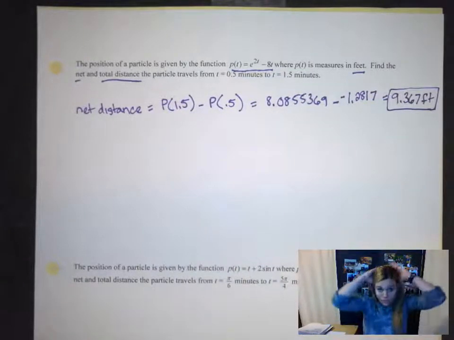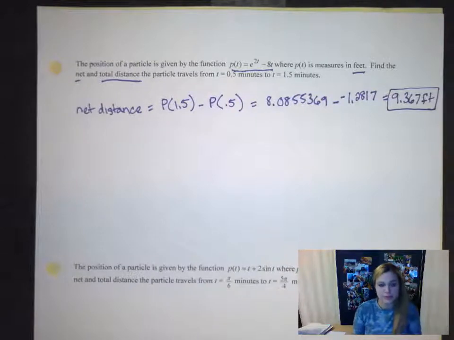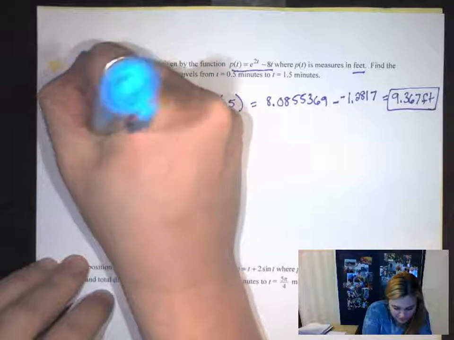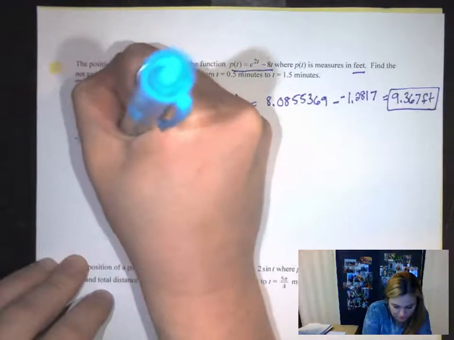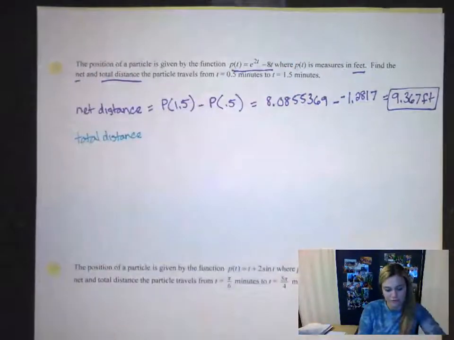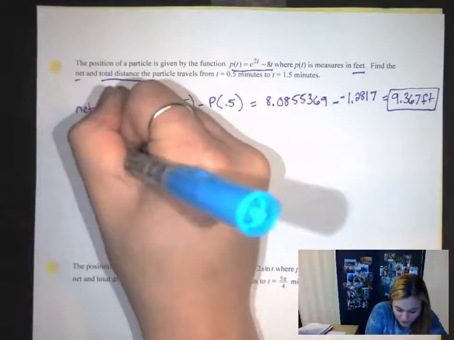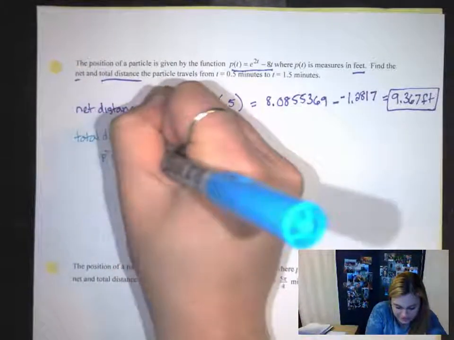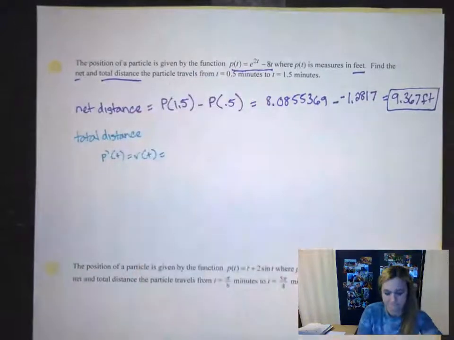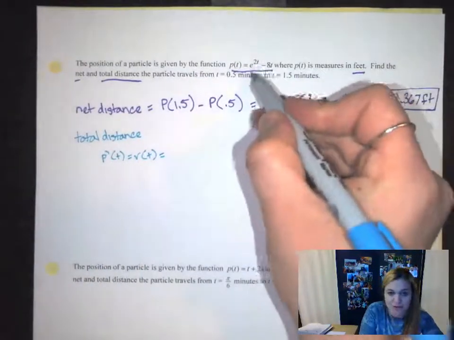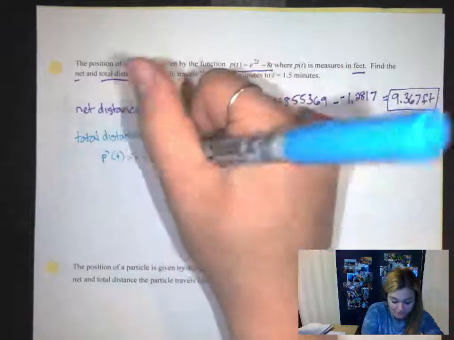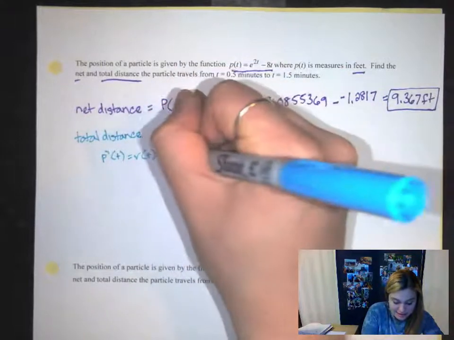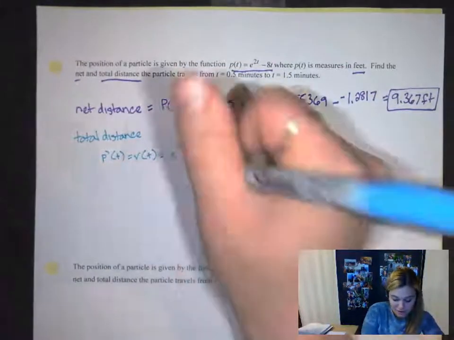Total distance is the one that I said is a little bit harder. So total distance, we have to figure out, does this particle change directions? And the way that we do that is we have to find velocity. So to do total distance, just labeling my work here a little bit so I know and I can follow this work through, P prime of t is what my velocity is. So my velocity, e to the 2t, the derivative of e to the anything is e to the anything times the derivative of the anything, minus 8.